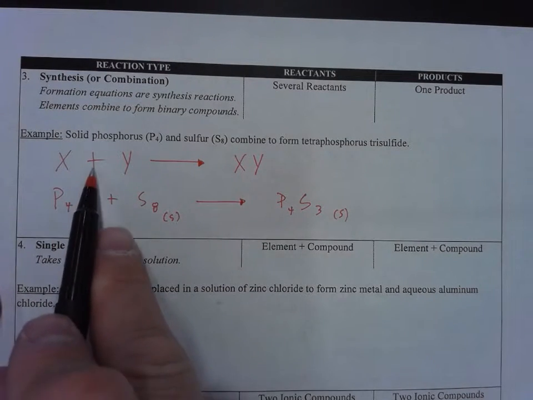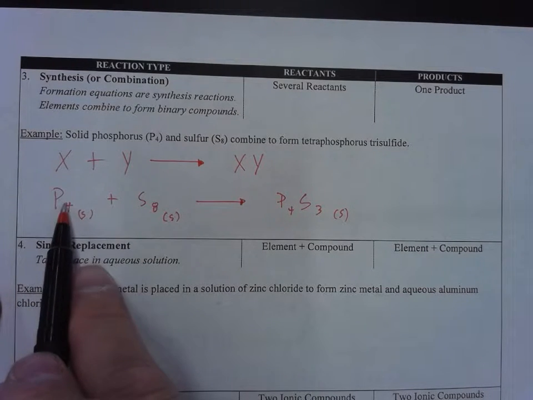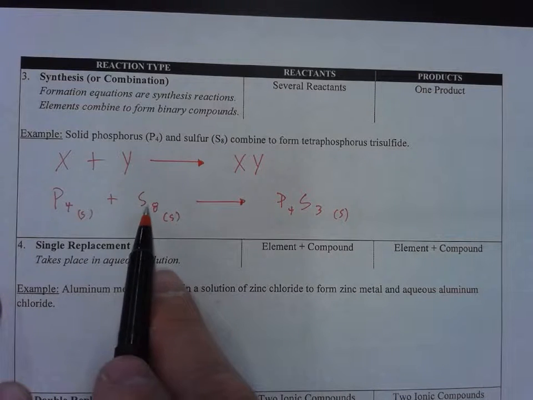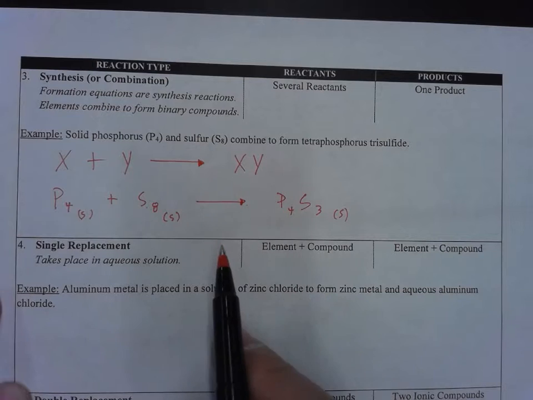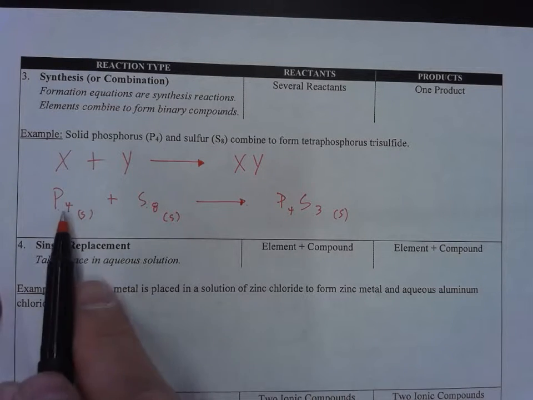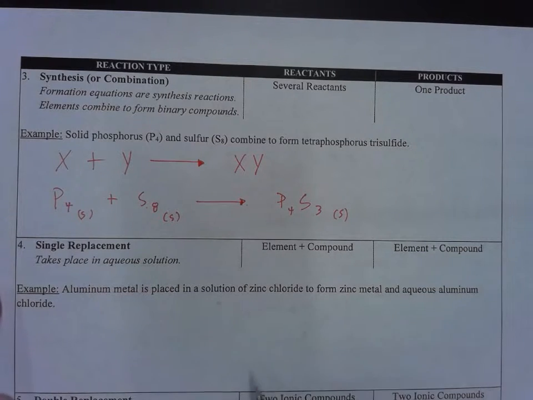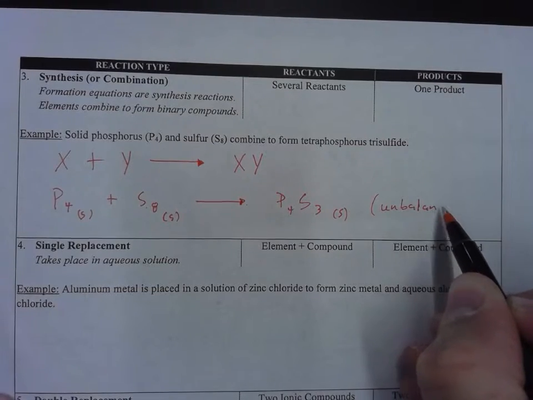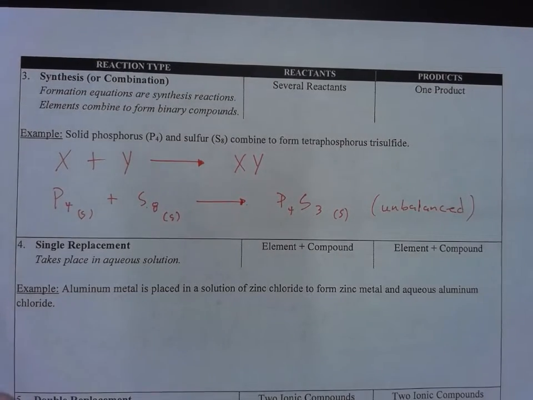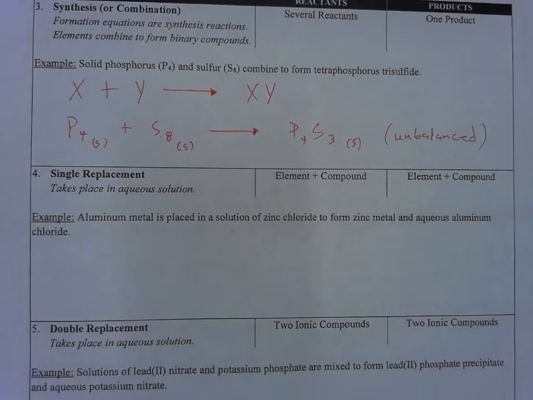Let's relate it back to this general example. You have reactant X plus reactant Y forms this combined compound XY. In this case, it's going to be P4 plus S8 forms P4S3. Again, this is unbalanced. Make sure you write that it's unbalanced. Okay. We're going to teach you how to balance equations later on. It's very fun.